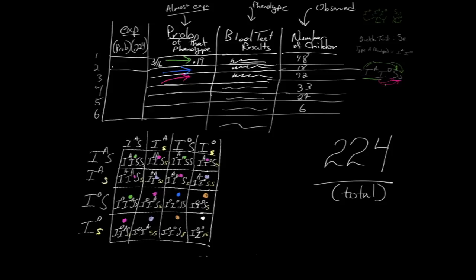Because that's the population. So it's 0.19 times what? 224, equals 42. All right, so when we're looking for number 1, 42 is our expected. That's the expected. You can write that down. That would be the expected for the first row.